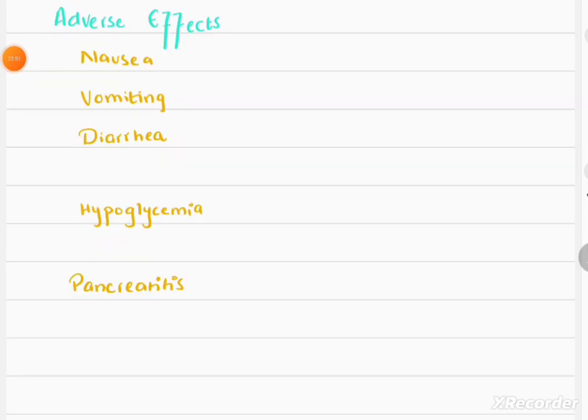The most common adverse effects associated with the use of GLP-1 analogs are GIT effects, which include nausea, vomiting, and diarrhea. Hypoglycemia is common, as it will increase the secretion of insulin, so we must take this factor into account. Pancreatitis: as we have already discussed, it stimulates the pancreas to increase the secretion of insulin, so they may cause pancreatitis in patients who are taking GLP-1 analogs.